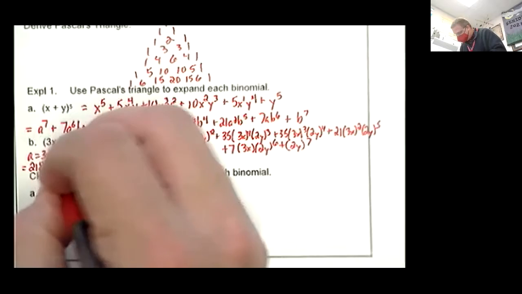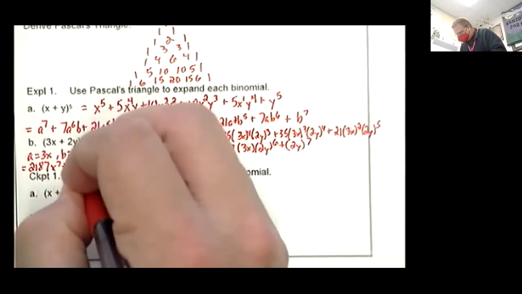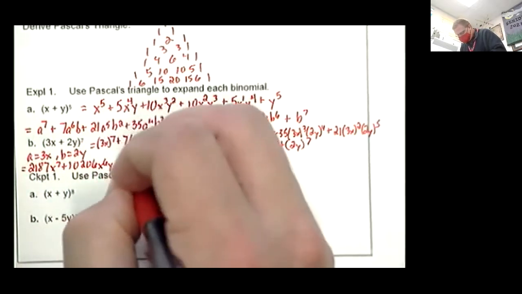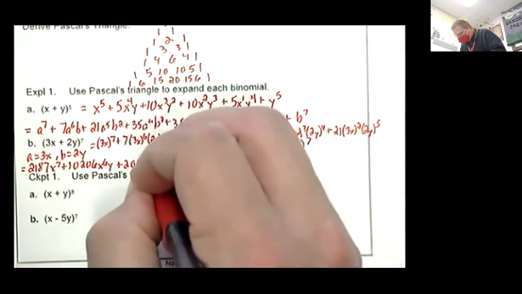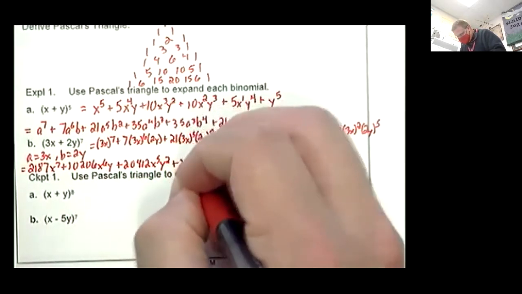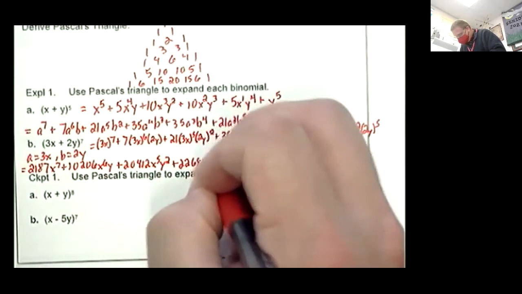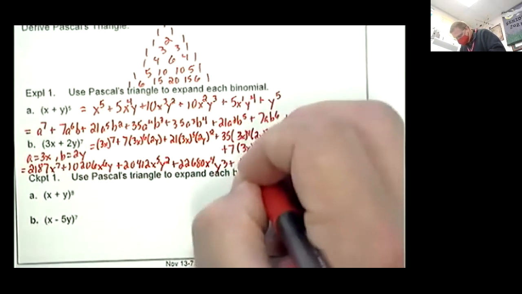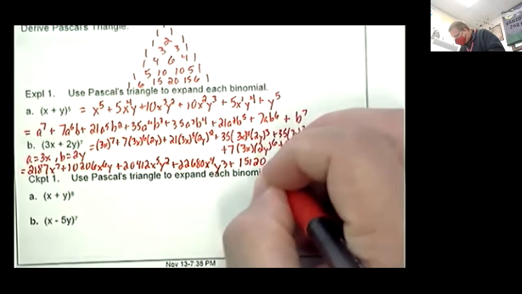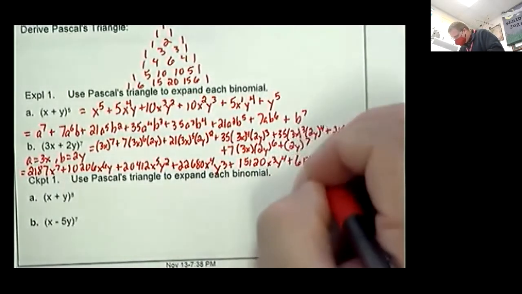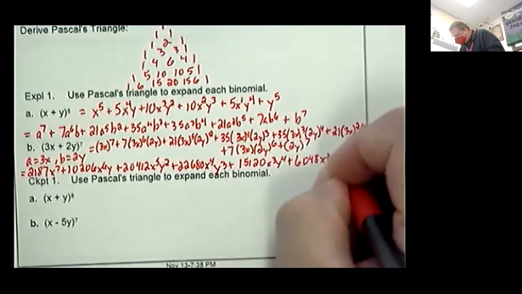2187 x to the 7th plus 10206 x to the 6th y plus 20412 x to the 5th y squared plus 22680 x to the 4th y cubed plus 15120 x cubed y to the 4th plus 6048 x squared y to the 5th.